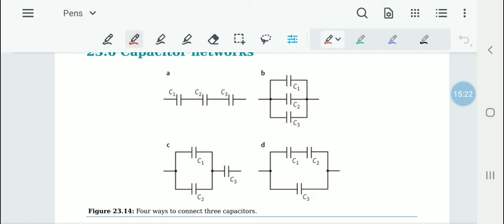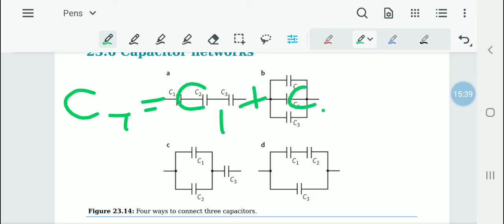Then for B, let's do for B. For B, because it is in parallel, it is quite easy. C total is equal to C1 plus C2 plus C3. Right.